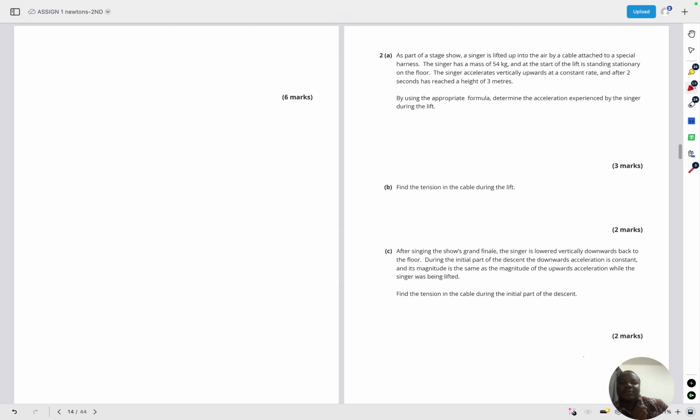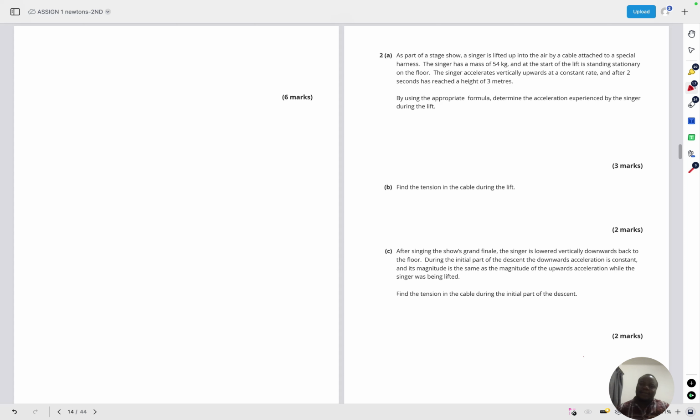Question number 2 says, as part of a stage show, a singer is lifted up in the air by a cable attached to a special harness. The singer has a mass of 54 kg and at the start of the lift is standing stationary on the floor. The singer accelerates vertically upwards at a constant rate and after 2 seconds has reached a height of 3 meters. By using the appropriate formula, determine the acceleration experienced by the singer using the lift.